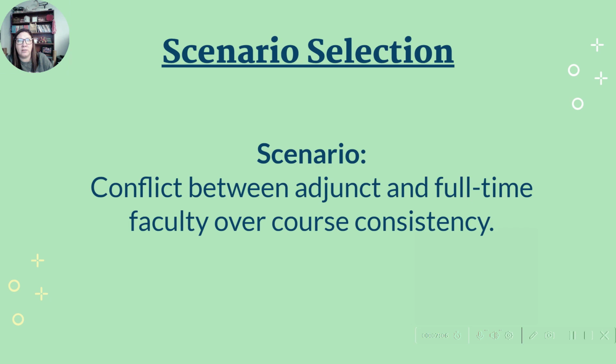For the second section, I selected a common issue in higher education, which would be the conflict between adjunct and full-time faculty over course consistency. Adjunct instructors often bring valuable professional experience but may feel excluded from decision making. Meanwhile, full-time faculty may feel responsible for maintaining academic quality and standardization. This scenario provides an excellent opportunity to use collaborative strategies to improve communication, inclusion, and curriculum cohesion.